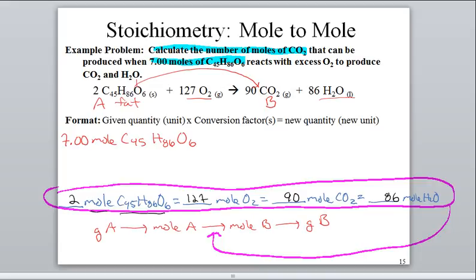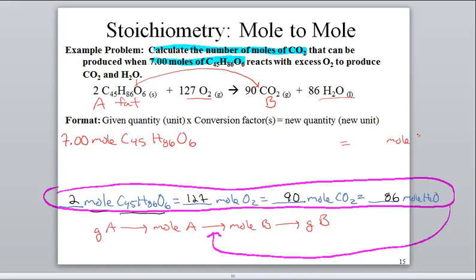So we've been given information, we figured our A and our B. What units are we starting out with? We're starting out with moles. And in the question, what quantity of the carbon dioxide do we need to figure out? What unit will be there? Well, it's also moles.